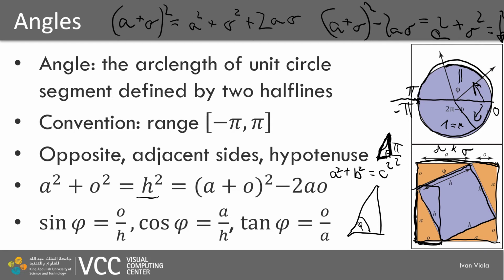Its function sine phi, so this is the h, and the opposite side to the angle is this one, and the adjacent side to the angle is here. So sine phi is the ratio between the length of the opposite side and the hypotenuse, and cosine phi is the ratio between the adjacent side and the length of the hypotenuse. And for example, the tangent function of phi is the ratio between the opposite side and the adjacent side.